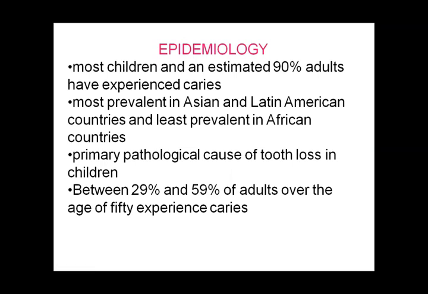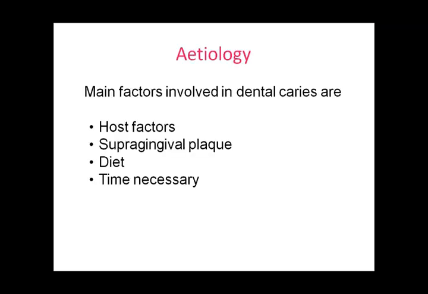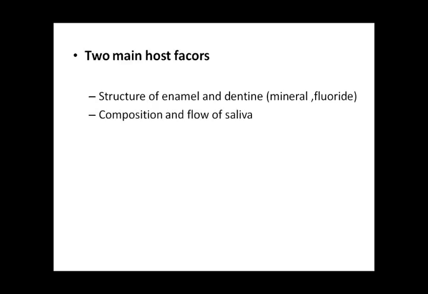Epidemiology: 90% of adults have experienced caries in their life, and a lot of school-age children and adults suffer from dental caries in their life. Etiology: the main factors involved in dental caries are the host factor, supragingival plaque, and then diet and time necessary. We will discuss them one by one. The host factors first. There are two main factors. The first factor is the surface of the enamel and dentin, material like mineral and fluoride components of the tooth, and then composition and flow of saliva.